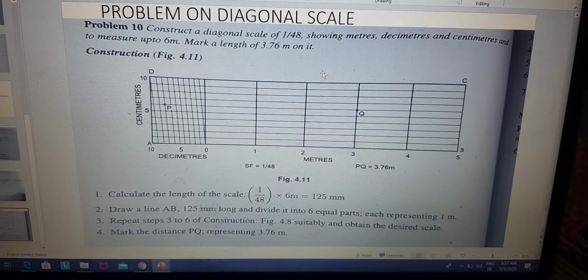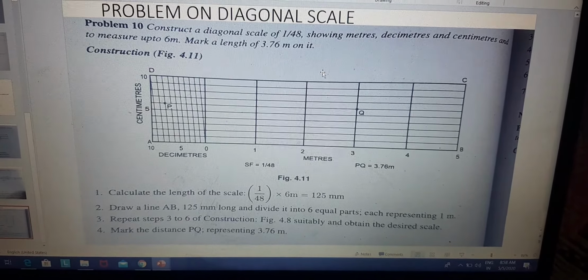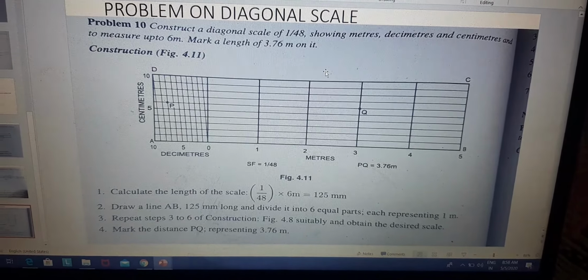So what is given in this question? The scale factor is given as 1 by 48 and maximum length of the scale is given as 6 meters, and we need to mark a distance of 3.76 meters on it.